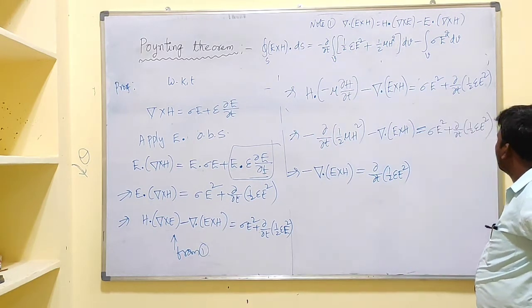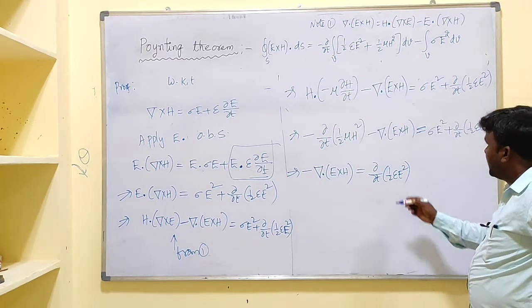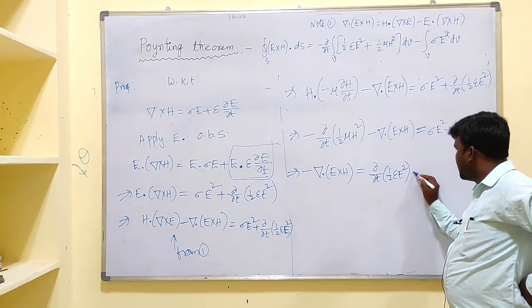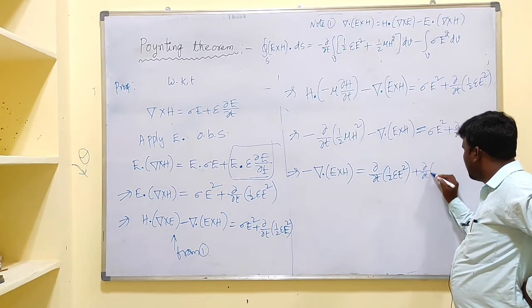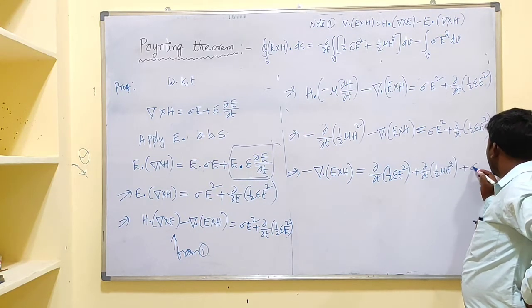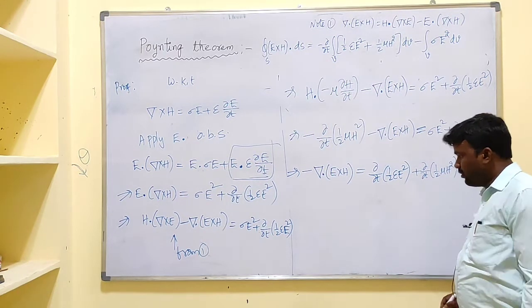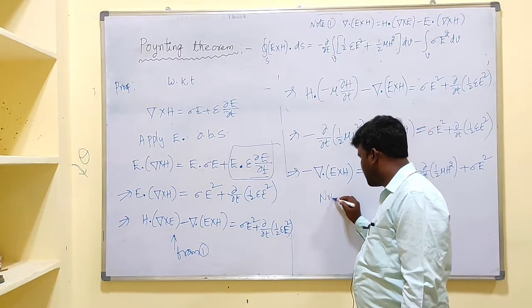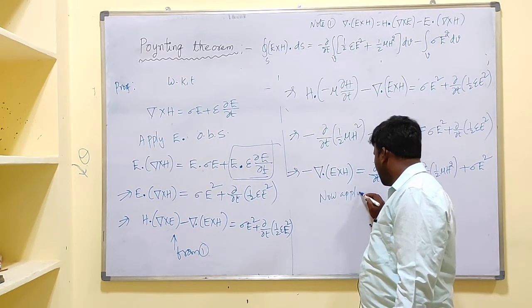Next term, ∂/∂t of 1/2 εE², send this term to this side, that minus becomes plus. That is ∂/∂t of (1/2 μH² + σE²). Now apply volume integral on both sides.